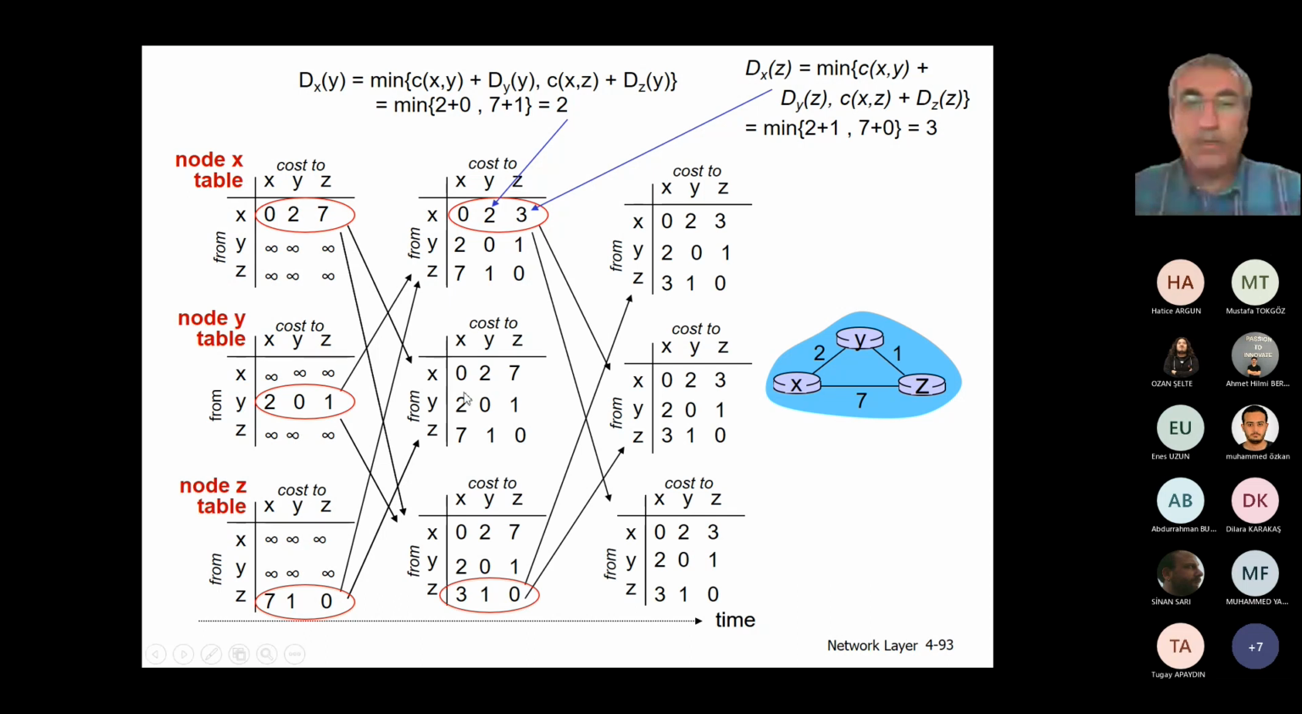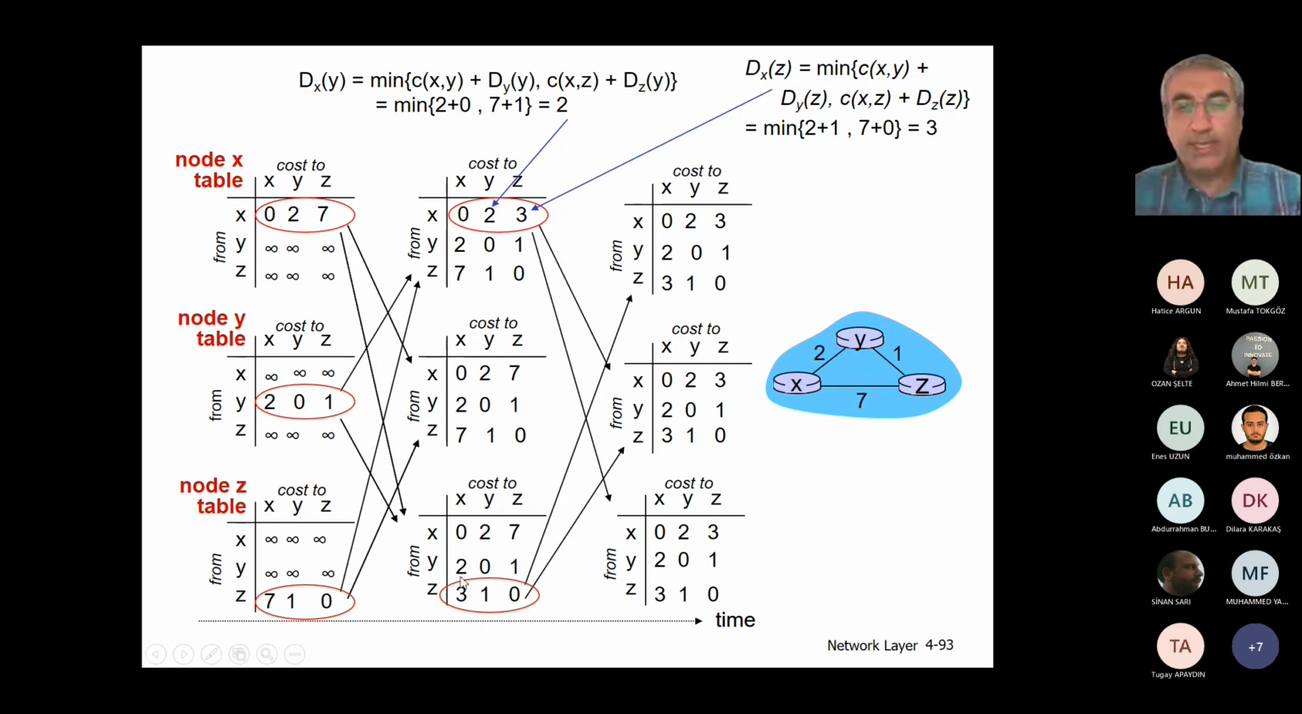Similarly, you calculate, so you shared and you come up with this table for Y and the table for Z, right?